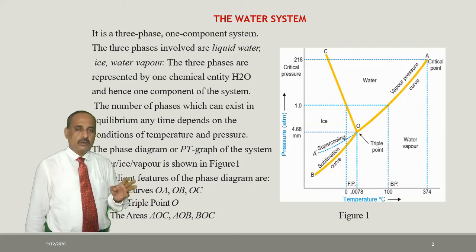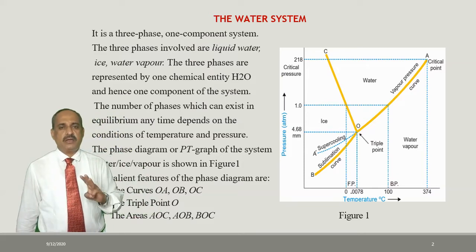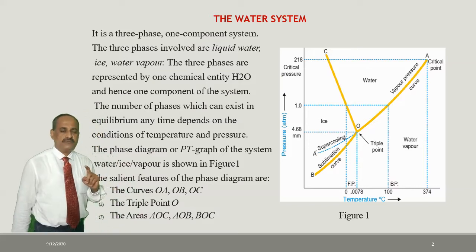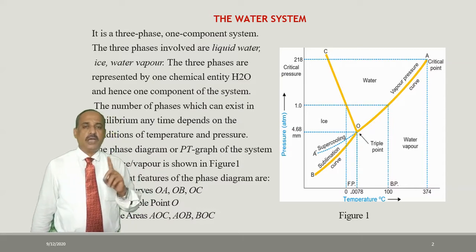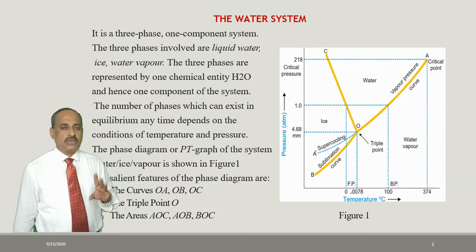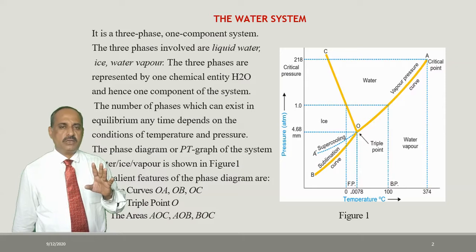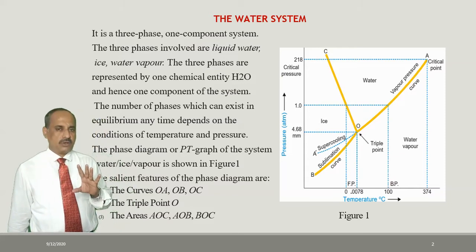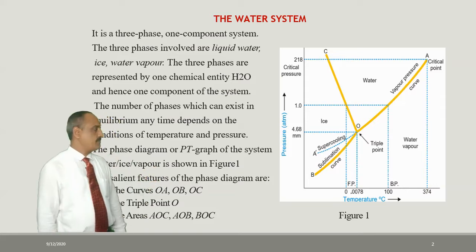So, these are the 3 different phases, and whatever the different phases that are there, they consist of one component, and that component is H2O, that is water. So, the chemical composition is H2O throughout. If you consider the liquid water, the ice, or the vapor, we get the constituent or the component as H2O. So, let us study the water system.